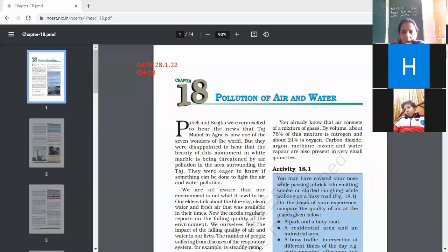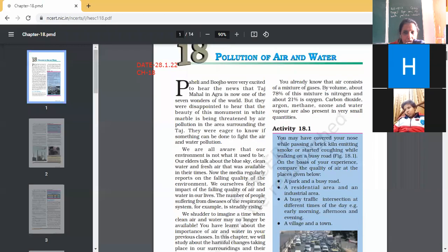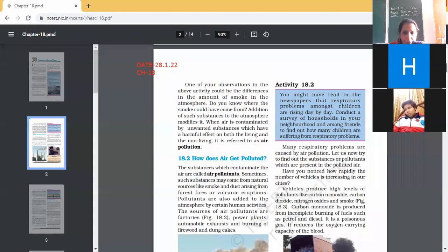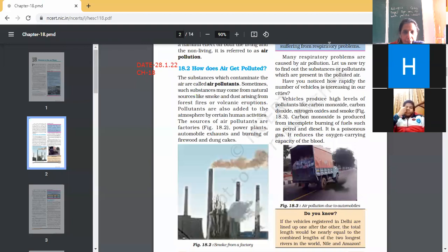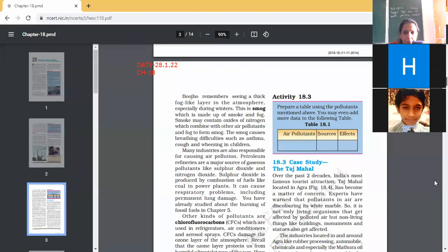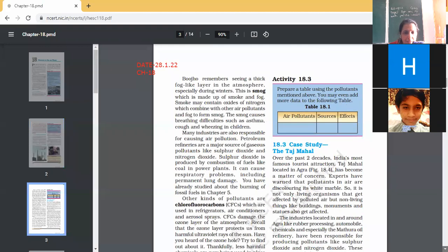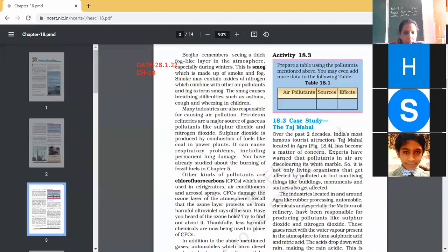And we did the first half of the chapter: what are the sources of air pollution? What is the impact on health due to air pollution? Second, we studied the case study of Agra: what is the reason behind the color of the Taj Mahal becoming yellowish? The reason is the industries located in and around Agra, like rubber processing, automobile, chemicals, and the Mathura oil refinery.